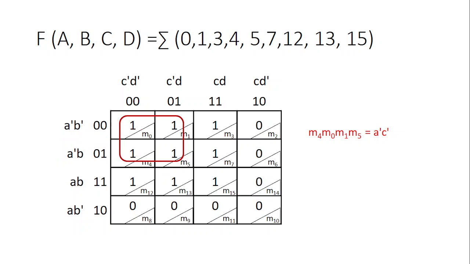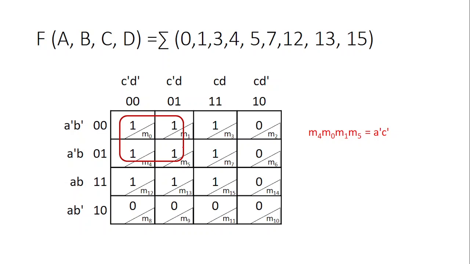Whichever variable is changing, that's the one that's going to vanish. So B is going to vanish because it is changing from 0 to 1. You notice here, from 0 to 1 it is changing. A is not changing. So which is not changing? You write that one. So A is not changing. So along the horizontal, A is not changing.